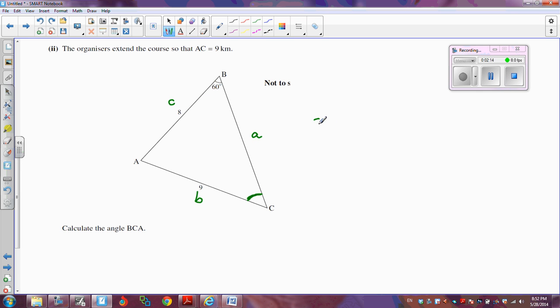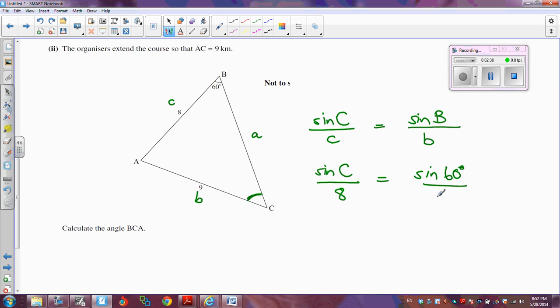So I can write that sine C, and it's easier if we use the sine rule this way up, sine of angle C divided by side c is going to equal sine of angle B divided by side b. Now if I just put in the numbers, sine C, I don't know, divided by c, well that's 8, is equal to sine B, well that's sine 60 degrees, divided by side b, which is 9. If I now multiply by the 8, I get the fact that sine C is going to be 8 times sine 60 divided by 9.